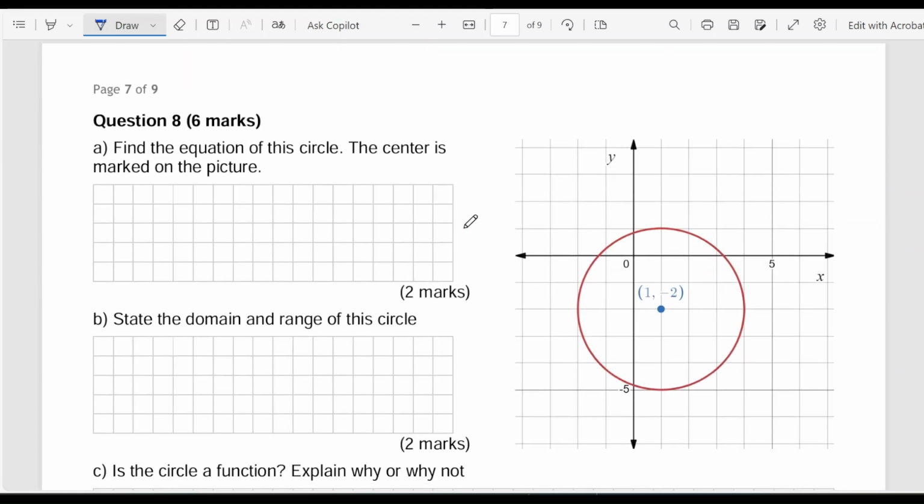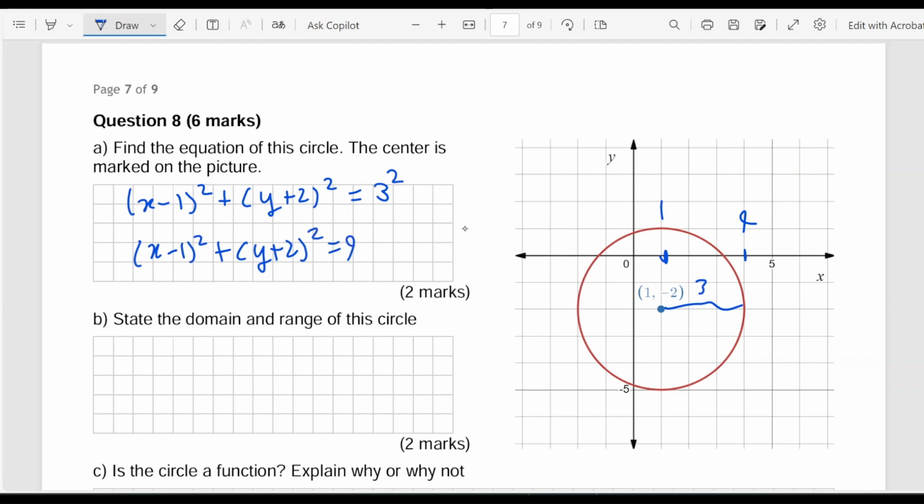All right. Next, find the equation of this circle. The center is marked on the picture. So this is going to be x take 1 all squared, y plus 2 squared because it's negative 2 there, and the radius here appears to be 3, and we can double check that because this goes from 1 up to 4, and that's a length of 3. So that's going to be 3 squared. So it's x take 1 squared plus y plus 2 squared is 9.